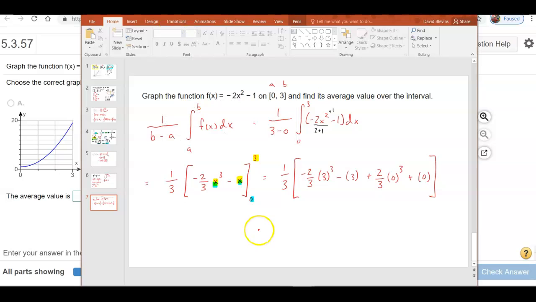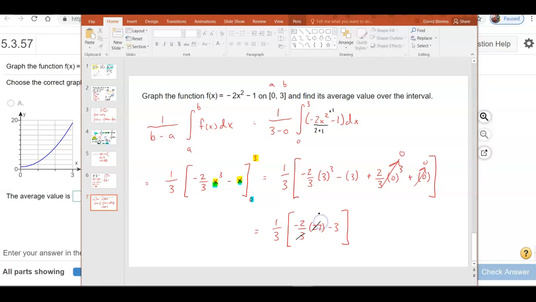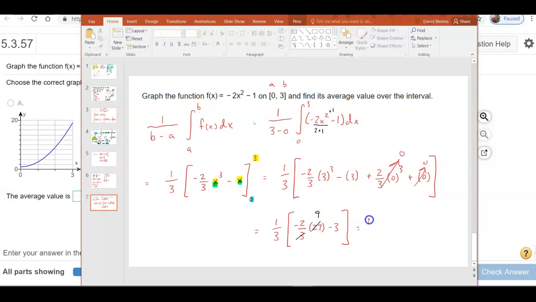Alright, and then it's just arithmetic from here. So 1/3, negative 2/3 times 3 cubed is negative 2/3 times 27 minus 3. These pieces are both 0, so I just write 0. And then you can see here that 3 is going to go into 27 9 times. That's going to give me a 1/3.